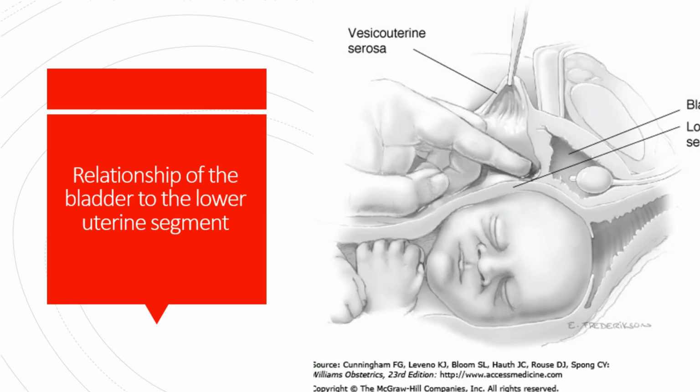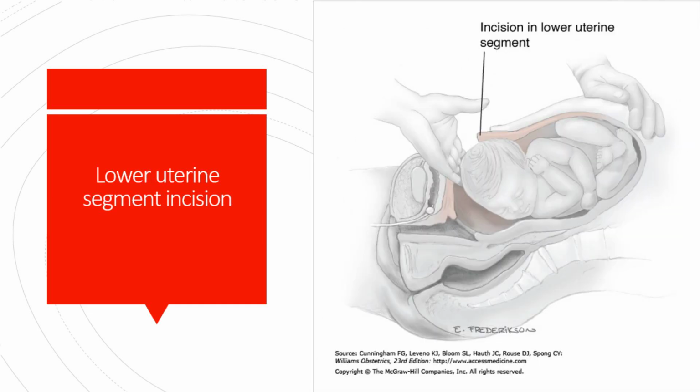The lower uterine segment is usually located behind the urinary bladder. Therefore, the bladder must be identified and possibly mobilized before entering the lower uterine segment. To avoid injury to the bladder, surgeons must be aware of its relationship to the lower uterine segment. A Foley catheter helps with bladder identification.